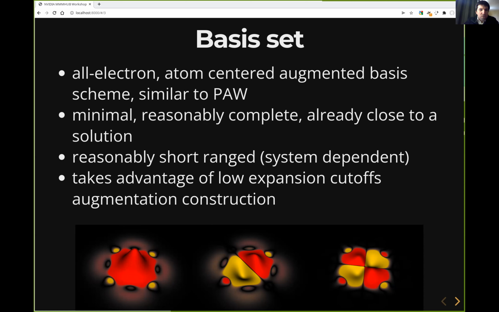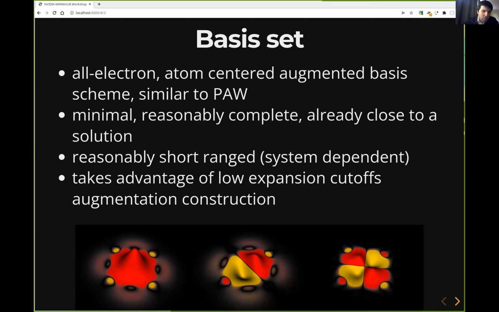It's quite minimal, reasonably complete. Usually 2 functions per electron is quite good. And the way it's constructed, it's already fairly close to a solution to the Schrodinger equation, so fairly few functions are needed to make it good, complete. It is short-ranged, but unfortunately we are not yet taking advantage of it. So the method I'm going to talk about is not linear scaling. The PAW representation helps take advantage of low expansion cutoffs in comparison to FPLAPW and things like that, which people might be familiar with.